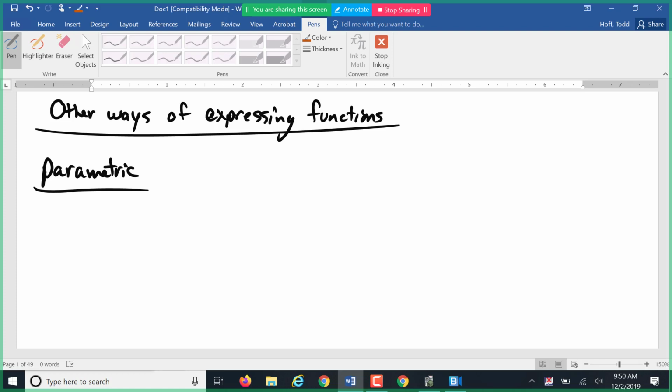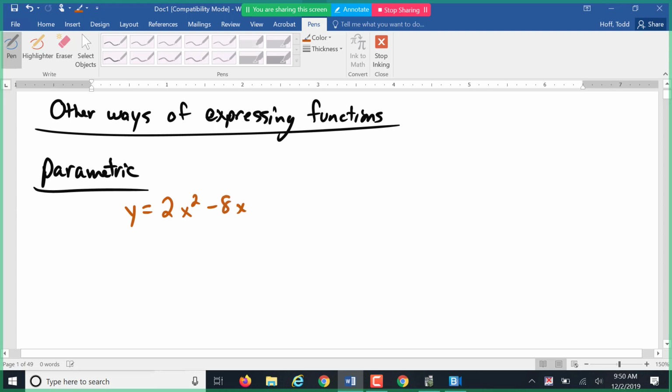So far, we've had equations like y equals 2x squared minus 8x plus 8. And we've either picked values for x or values for y, and we had to find what the other value was to graph it. Well, that is a standard equation.